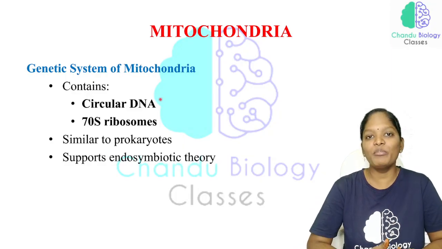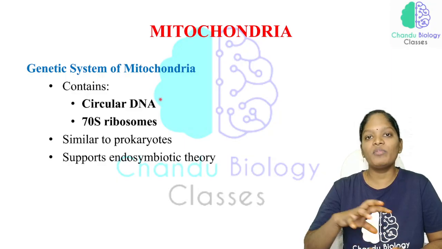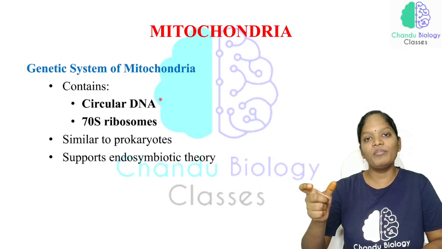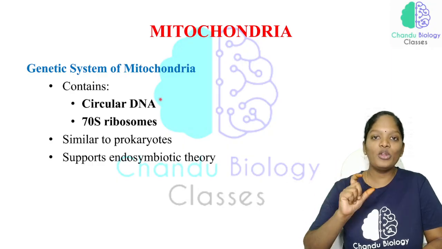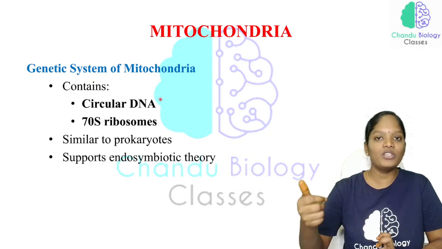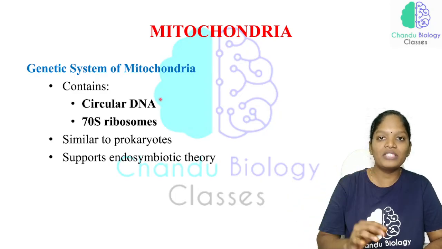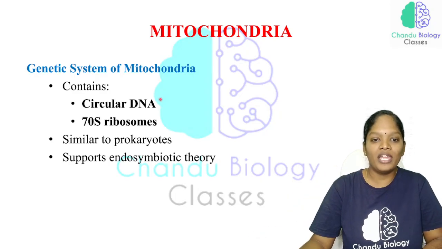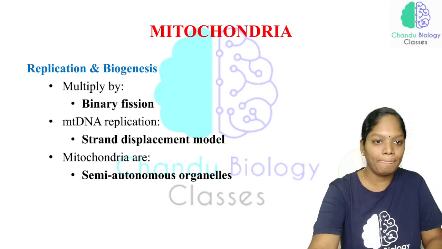In this endosymbiotic theory, what have we studied? The eukaryotic cell made a symbiotic association with aerobic bacteria and the photosynthetic cyanobacteria. This aerobic bacteria is the one, as the time goes on, it evolved into the mitochondria, and now the mitochondria will be fixed in all the upcoming organisms. So this is what the endosymbiotic theory is.